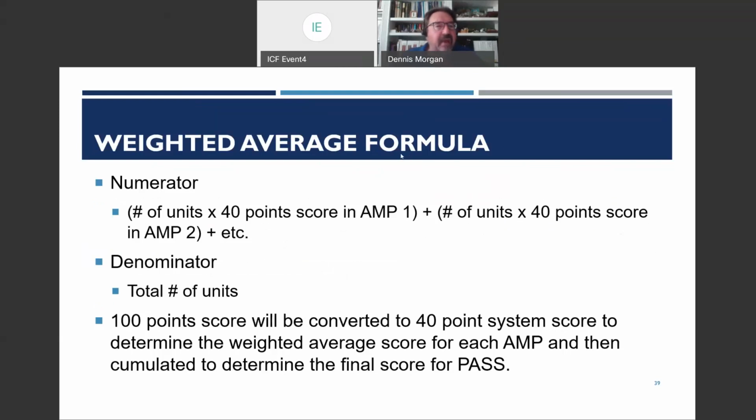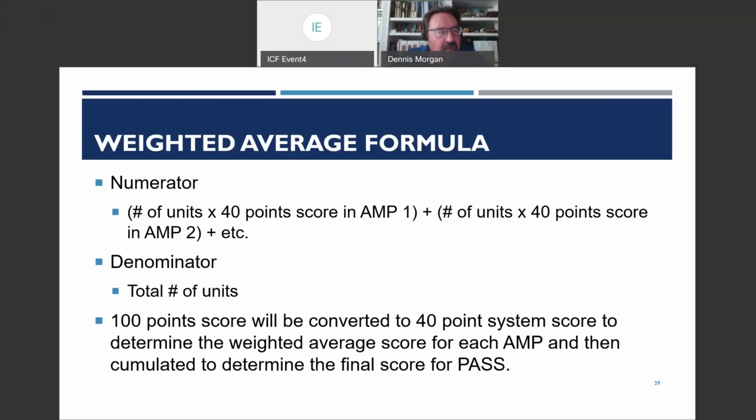In terms of the weighted average, the weighted average is then taken based on the AMP. So I'll take the number of units. I'm going to convert it to a 40-point system. So in other words, let's say I scored 80. Well, 80 on a 40-point system, I'll take 80 times 0.40. That gives me 32 points. So that particular AMP scores a 32 on a 40-point system times the number of units. I'll do that for each one of the AMPs, accumulate that into the numerator, and then divide that by the total number of units.